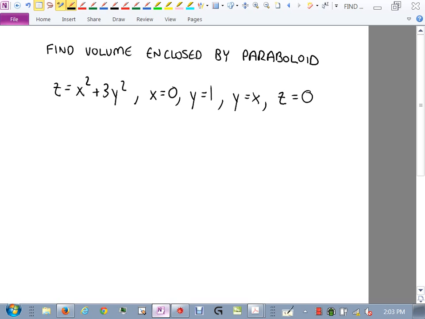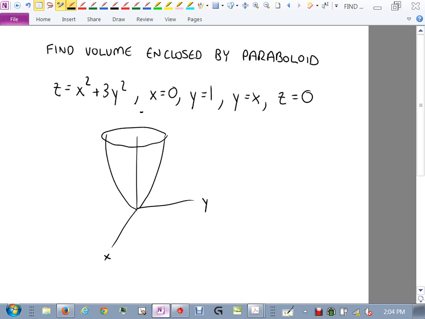Paraboloids look like bowls, right? This one would start out at the origin, 0, 0, and it would go up. So I'm going to do just a real quick rough draft sketch of what I've got going on here. Got a paraboloid. Looks something like that. And then what's x equals 0? Well, the yz plane, right? So let me see. X, y, this is z. The yz plane. So basically that would cut that paraboloid in half, wouldn't it?